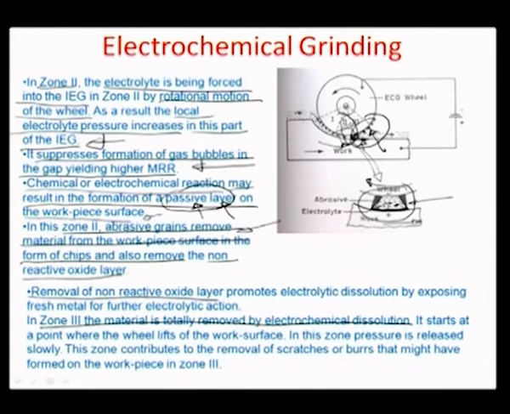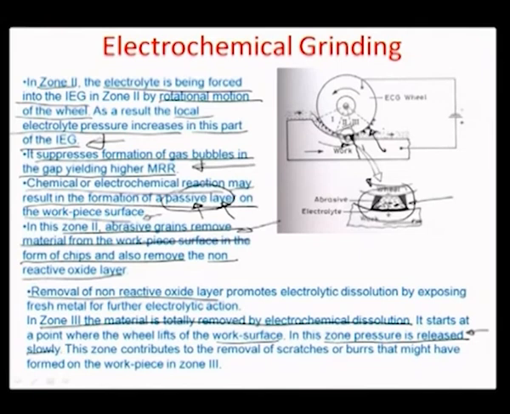So it starts at the point where the wheel lifts from the work surface, maybe here, right, where there is a separation between the grinding grain and the surface, and suddenly there is a pressure release which also happens in this particular zone, because earlier the electrolyte was being trapped as a flow cell between the workpiece and these two grains and the wheel on the other side, and suddenly the electrolyte has been thrown into the open.